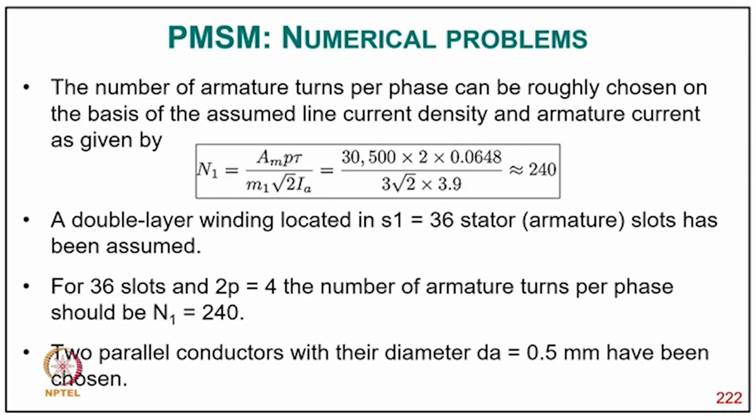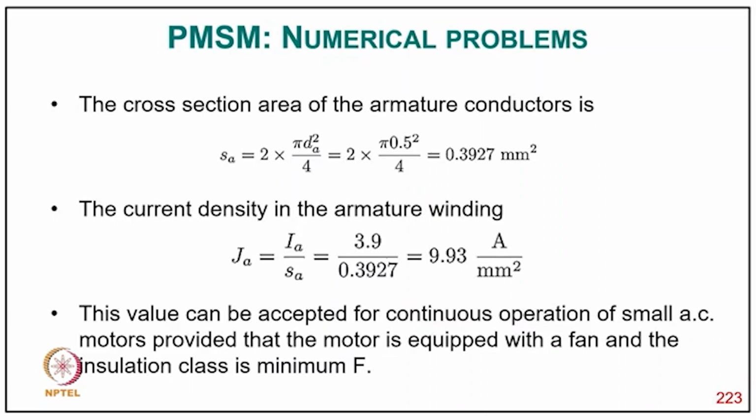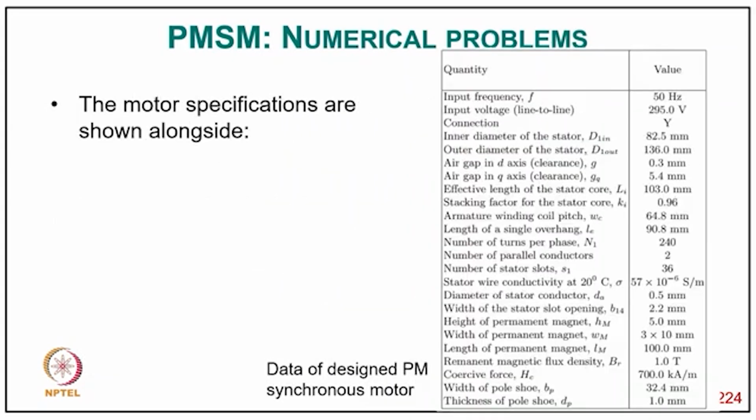and two parallel conductors with diameter dA equal to 0.5 mm have been chosen. The cross section area of the armature conductor is Sa equal to 2 into pi dA square by 4, that comes 0.3927 millimeter square, and the current density in the armature conductor is J equal to I upon Sa, that comes 9.93 ampere per millimeter square. This value can be accepted for continuous operation of a small motor, provided the motor is equipped with a fan and the insulation class is minimum F. The motor specifications are given here in the table, with all the specifications of the designed motor.